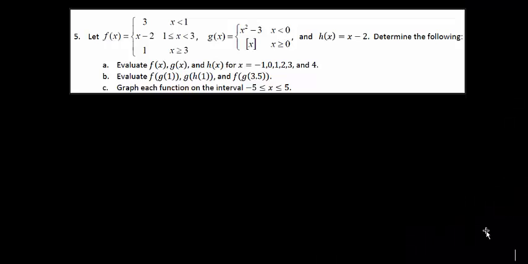Here we're given two piecewise defined functions, f and g, and then we're also given h, which is just your standard linear function, x minus 2. And we're asked to determine the following function values, compositions, and also to graph each function. So there's a lot going on in this particular problem. So let's go ahead and get started with this.